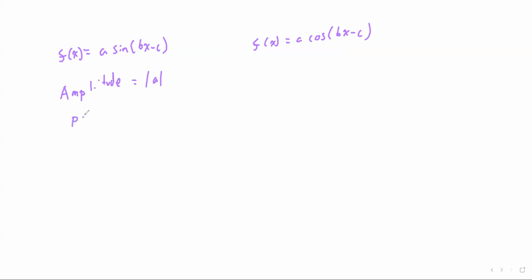We can also calculate our period. We saw naturally our period is just 2 pi, but if there's a b in there, then we'd have to take the 2 pi and divide it by the b. So it could decrease or increase the period.